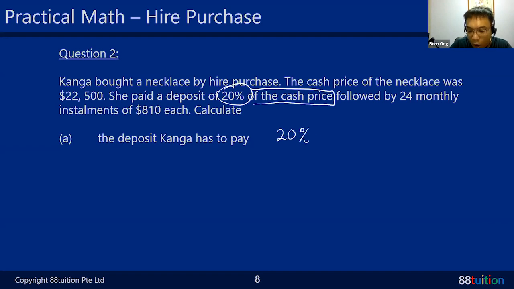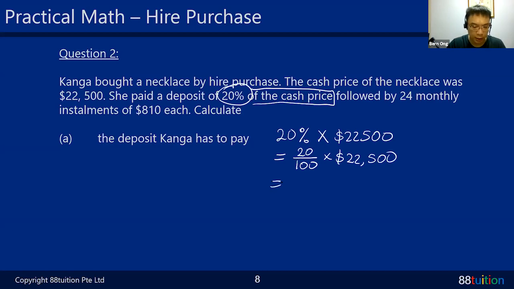So 20% means 20 over 100, times the cash price of 22,500. That's just the deposit. Press your calculator, and you should get 4,500. This is called the deposit. It means that she paid 4,500 upfront.